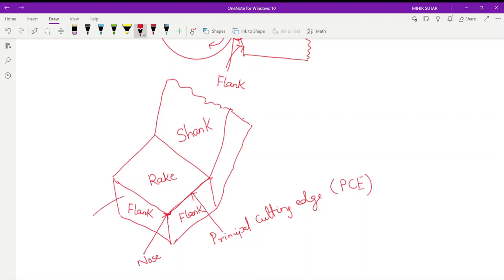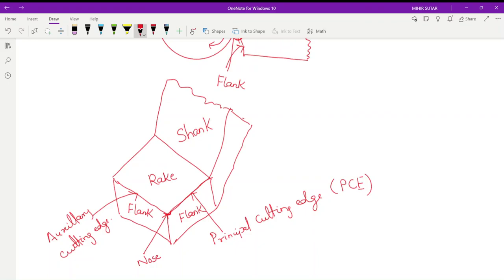So you can see two cutting edges. This is the tool nose radius, and we have two cutting edges. This one is the principal cutting edge, and this is the auxiliary cutting edge. But actually the main cutting is done by our principal cutting edge. That's why it is known as the principal cutting edge.